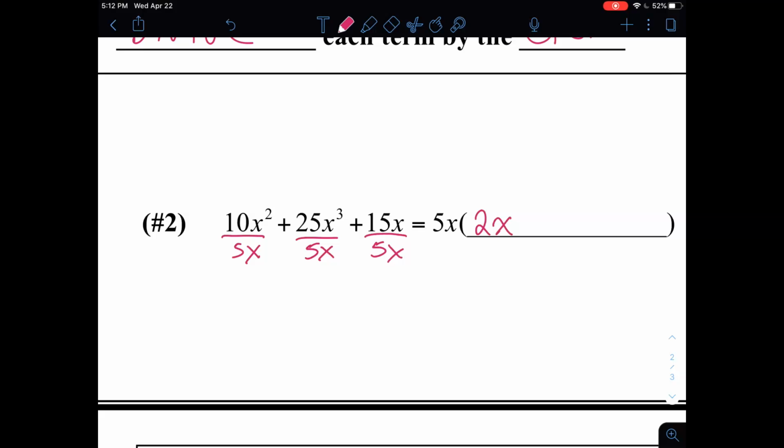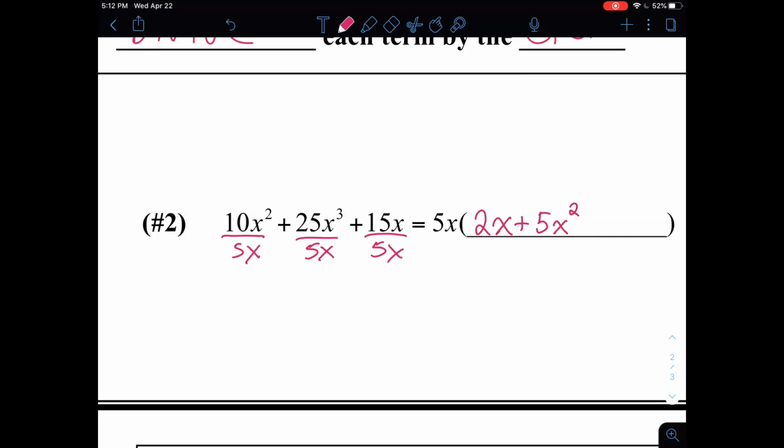And what is 25x to the third divided by 5x going to be? Well, 25 divided by 5 is 5. And then also, what do we do with exponents when we divide them? That's a good thing to remember. When we divide exponents, what do we do with them? We subtract them. So what is 3 minus 1 going to be? It's going to be 2.